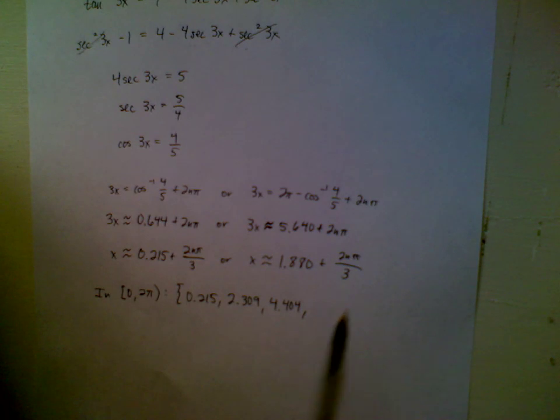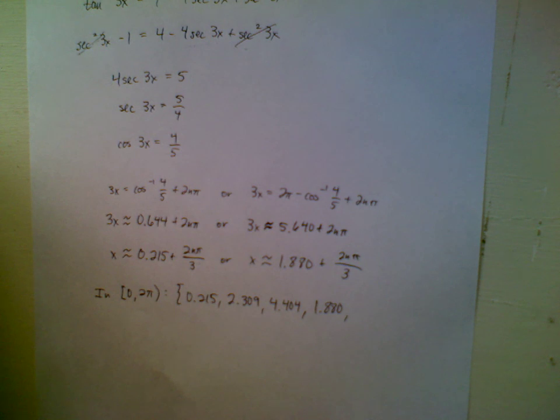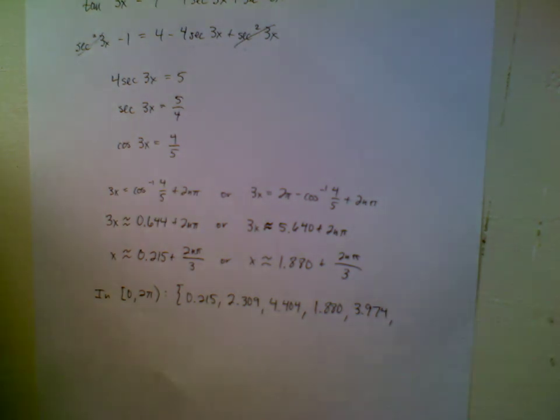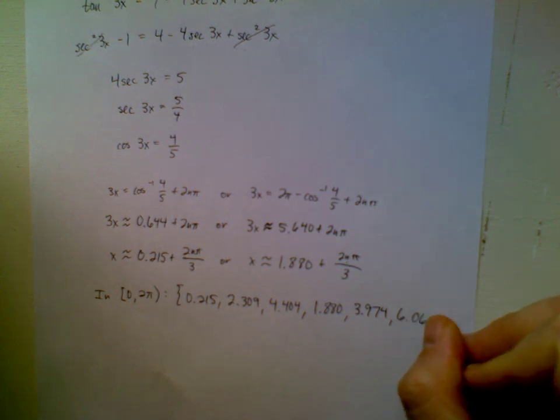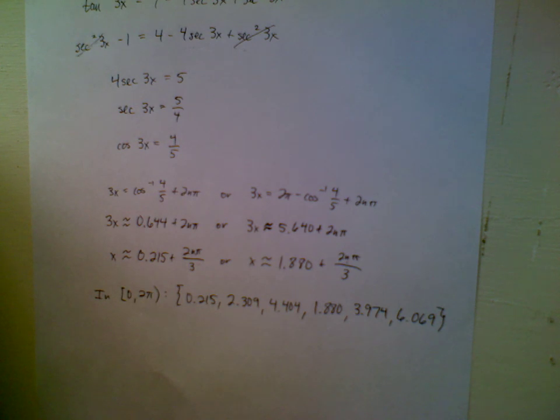Let's look at the ones generated by this set. Definitely 1.880 is going to be in there. If I add 2 pi over 3, I get 3.974. If I plug in 2, then I would have to add 4 pi over 3. That would bring me to 6.069. And I have a feeling if I try to go any larger than that, I'm going to fall outside of 2 pi. Okay, so this is my list of possibilities.